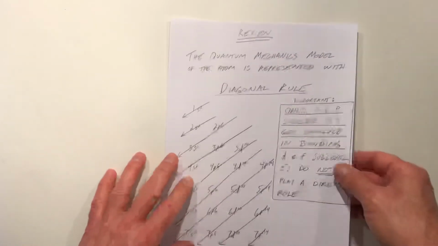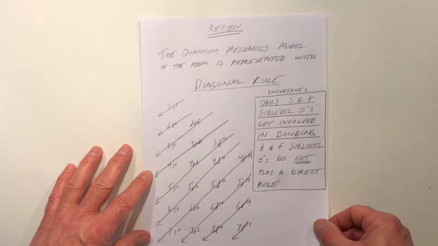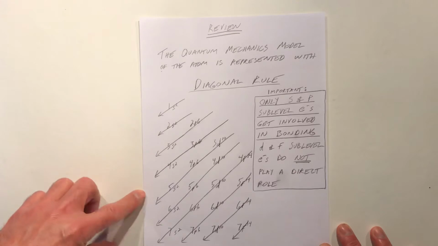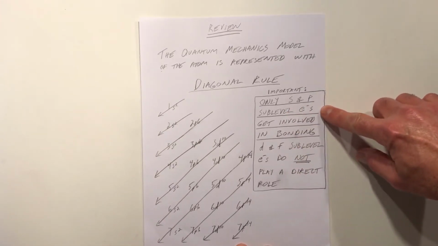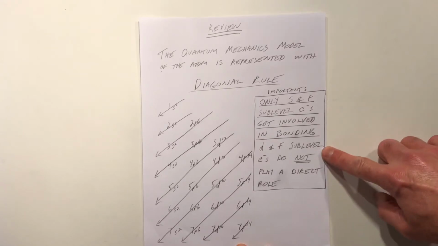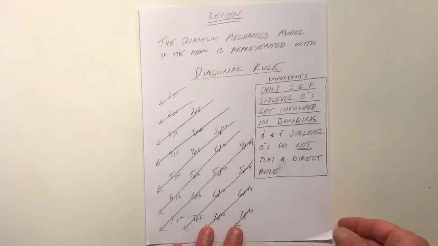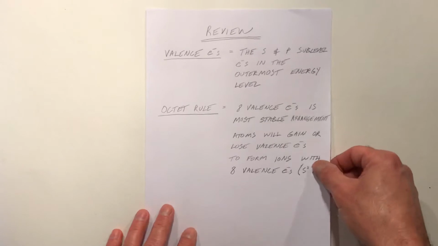Before we get going, a quick review. The quantum mechanics model of the atom is going to be used here. The quantum mechanics model can be expressed with the diagonal rule. It's important to realize that only S and P sublevel electrons get involved in bonding. We know by experimentation that D and F sublevel electrons only play an indirect role in bonding. So we're going to pay attention to the S and P sublevel electrons, specifically on the outside of the atom.